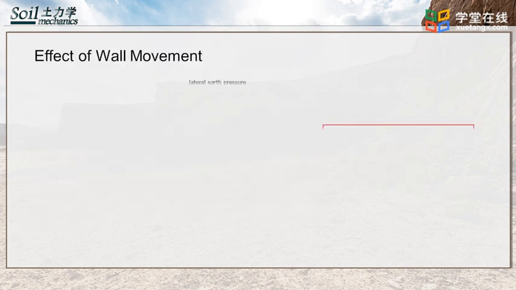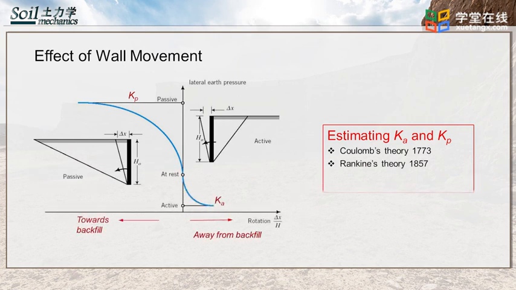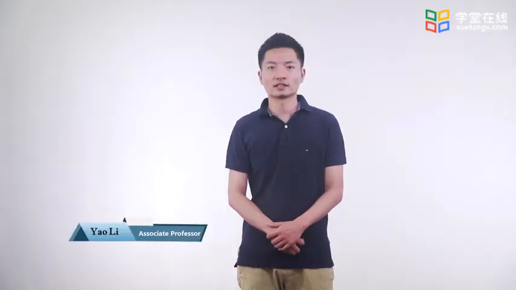Now we have some basic knowledge about active soil pressure and passive soil pressure. To calculate the pressure, we need corresponding factors, K active and K passive. We will learn how to get those factors according to Coulomb's theory and Rankine's theory in next lecture. Here are all the contents in this lecture.